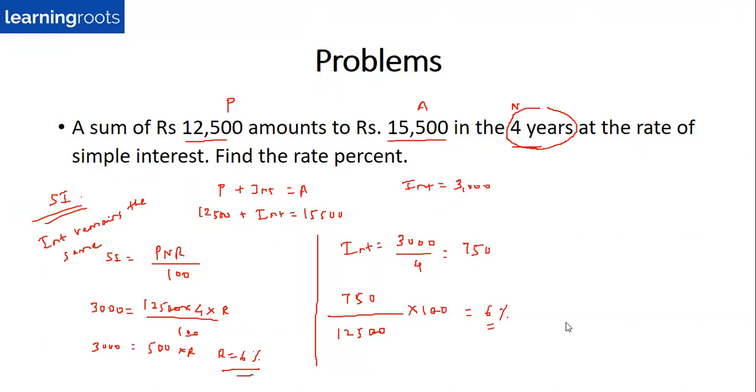So this is the same thing that you're essentially doing when you're using the SI is equal to PNR per 100 formula. This is a slightly better way of doing it because it doesn't involve a lot of writing. So you find the interest, divide it by N, and then multiply it by 100 to get R. Okay. Let's go to the next one.